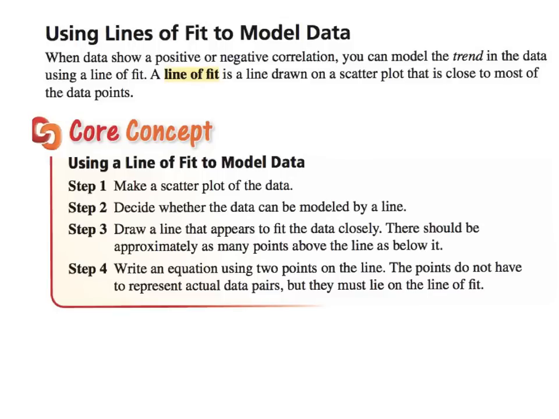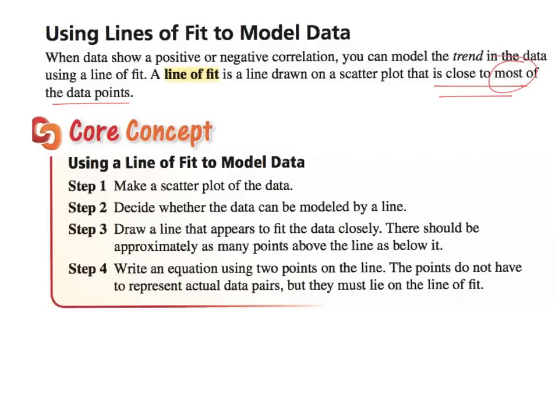All right, so here's the new and more complex material. You're now going to do something with your trend data. You are going to draw something called a line of best fit. It's also sometimes called a trend line. When you have data that shows a positive or negative correlation, you can model the trend in the data using a line of fit. A line of fit is a line drawn on a scatter plot that is close to most of the data points.